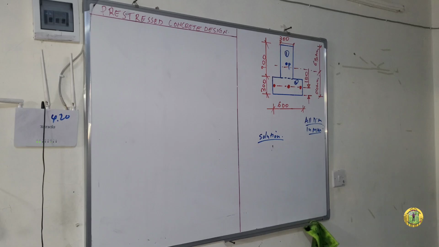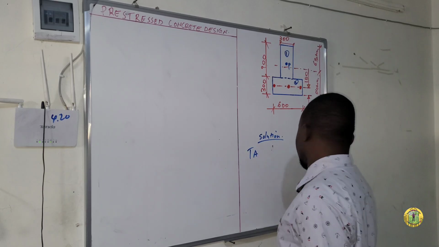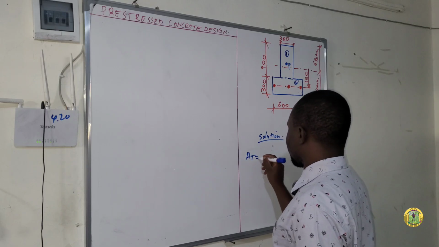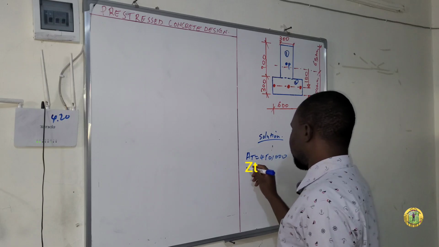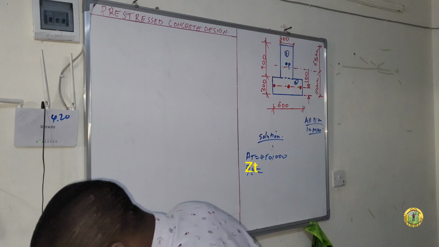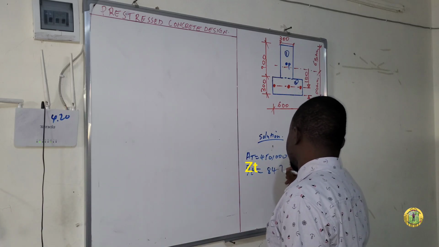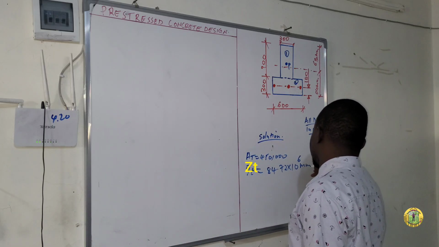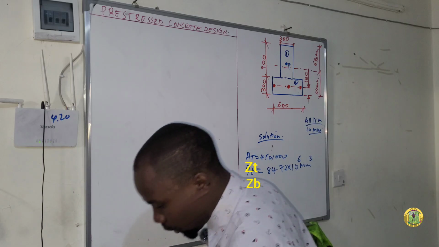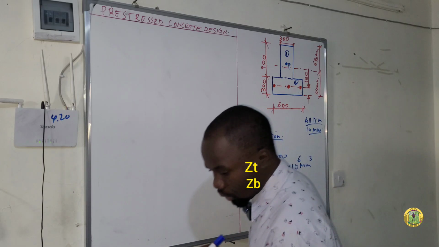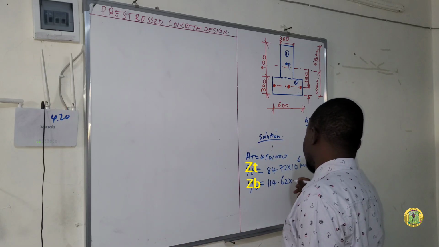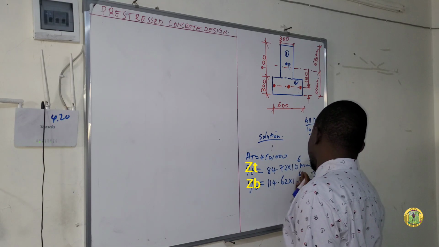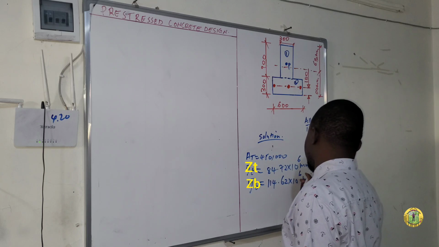So remember, our total area is equal to 50,000, and then Z top is equal to 84.72 times 10 to the power of 6 millimeter cubic, and then Z bottom is 114.62 times 10 to the power of 6 millimeter cubic. So this information will help us later in our calculation.